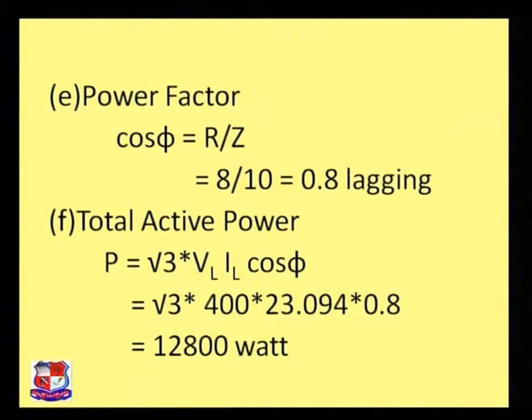Now the power factor, cos phi equals R by Z, that is 8 by 10, that is 0.8 lagging. Again, this is below the unity level, below 1, that's why it is lagging, 0.8 lagging. And the total active power, P equals root 3 VL IL cos phi. Putting the values of VL, IL and cos phi into the equation of P, we get 12,800 watt as the total active power. That is a very high active power for the star connection because the line voltage is very high.